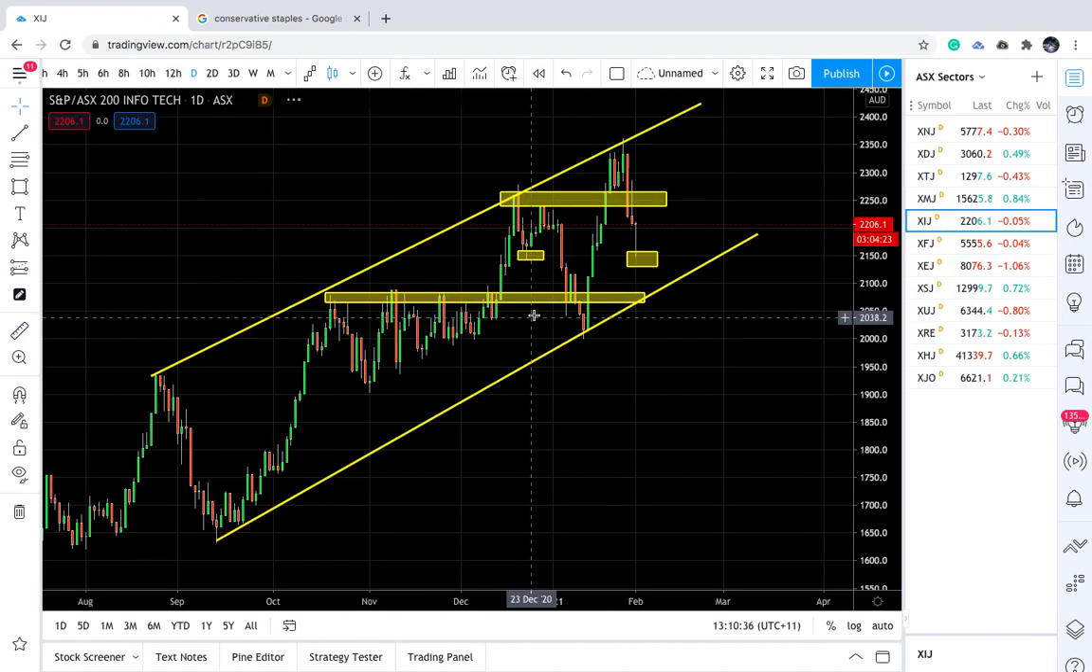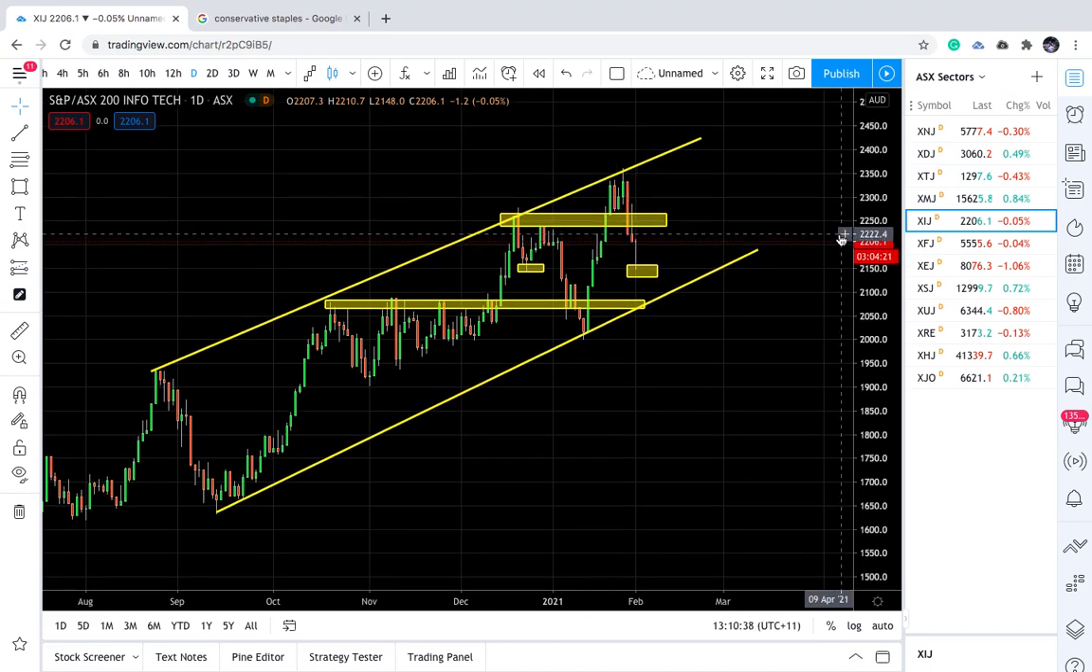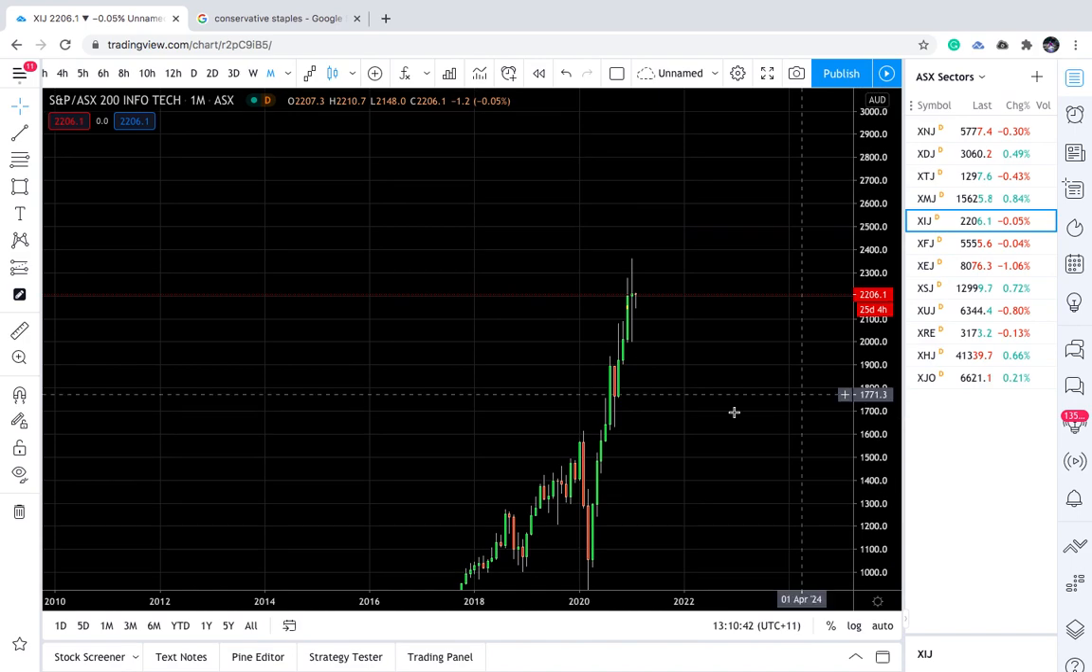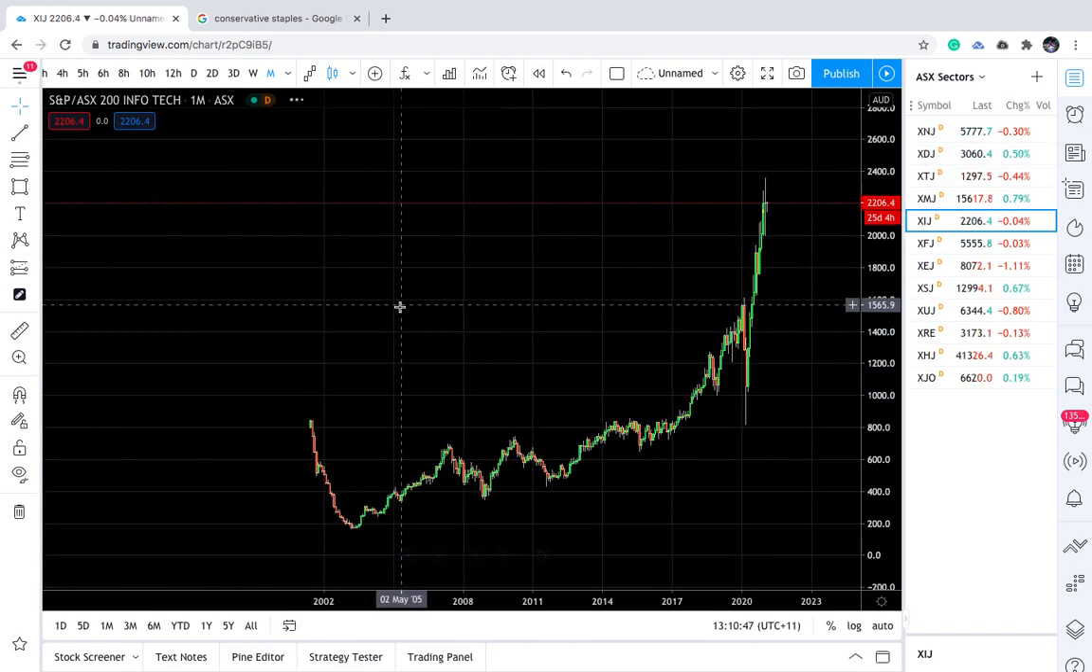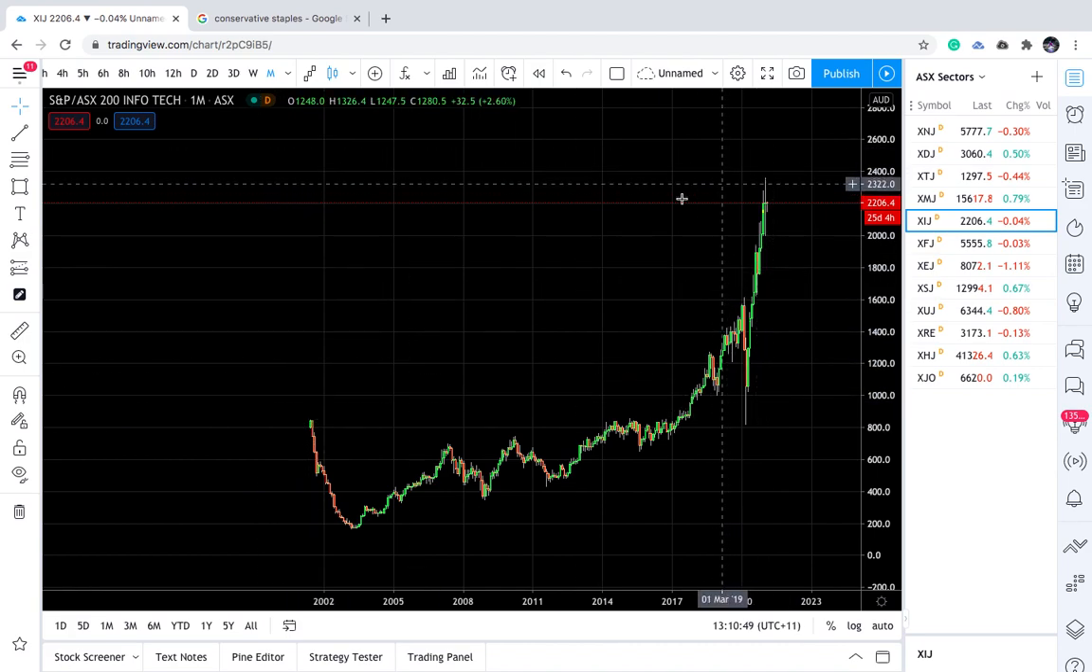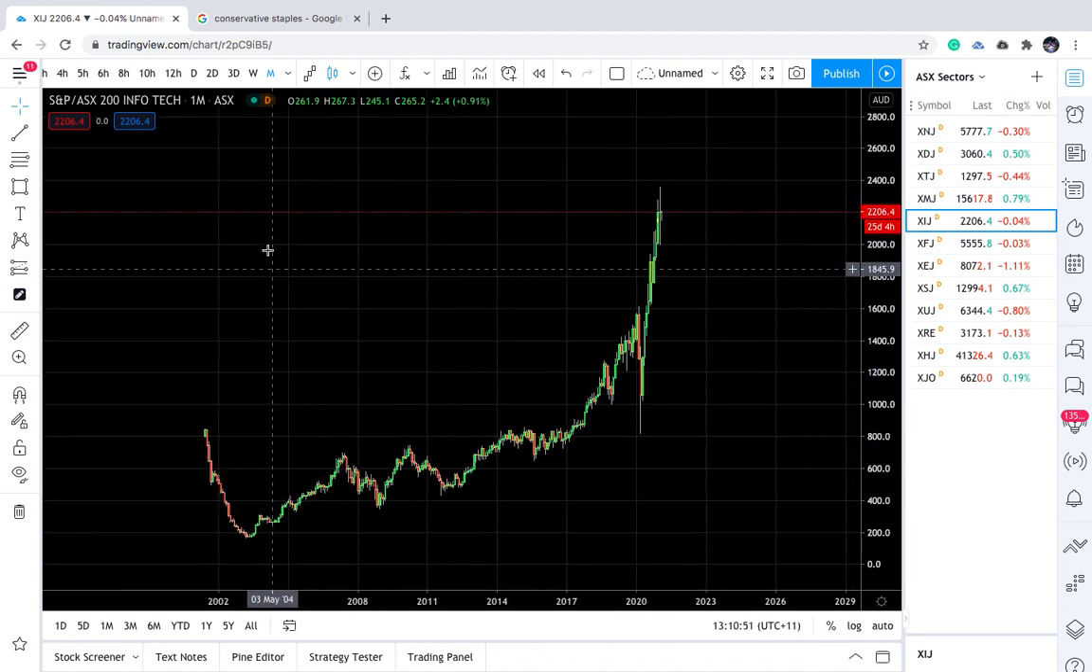Okay, let's go now to the infotech sector. Let's go to the monthly time frame first. Now it is very bullish. There is no question about it. There is no point back in history, like that's it. That's pretty much it. So there are no previous highs here.